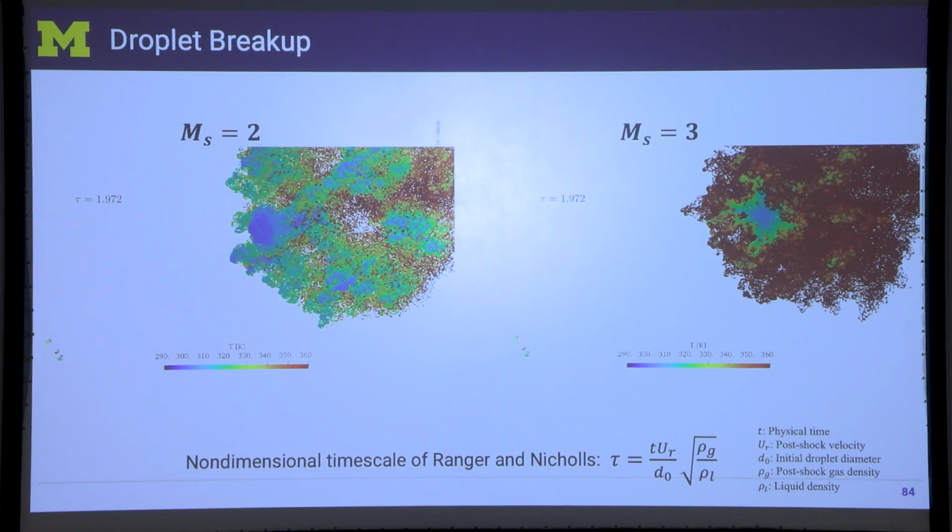Now, what happens is evaporation is proportional to surface area. Okay? If you make very tiny droplets for the same mass, you increase the surface area dramatically per unit mass.